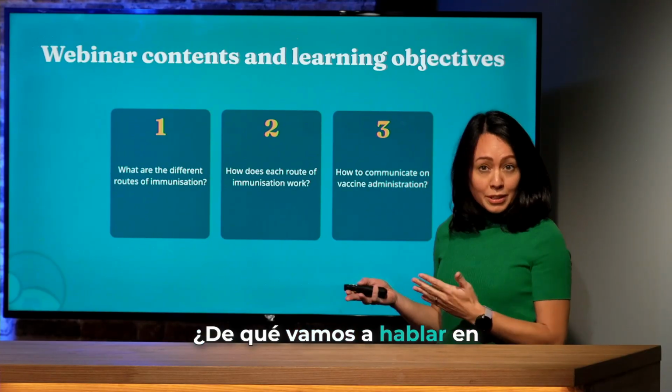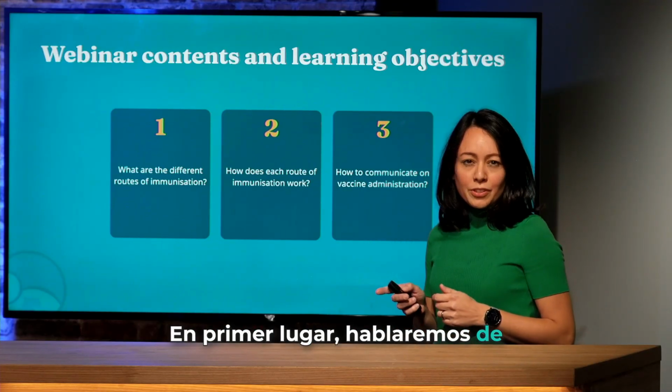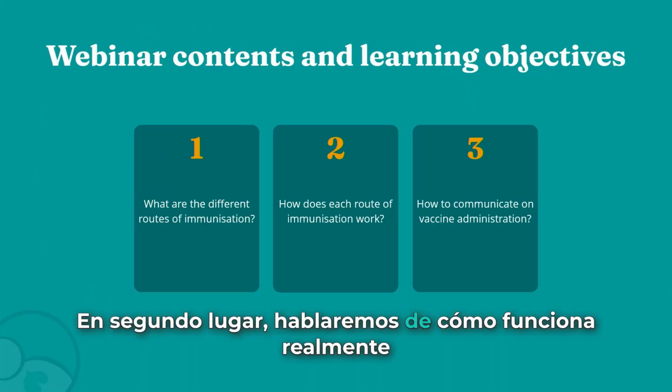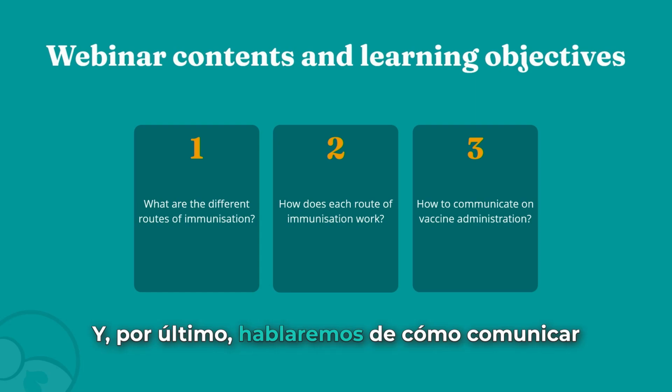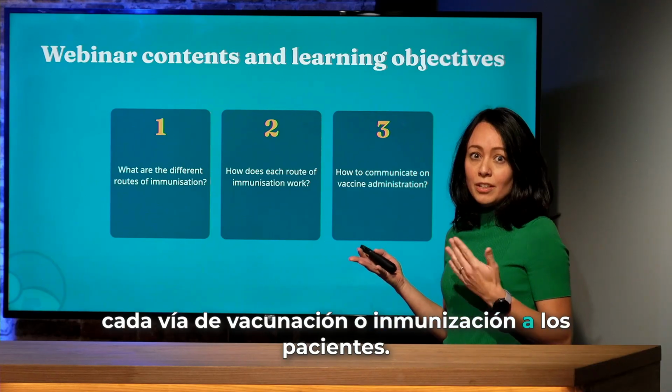What are we going to talk about and what are our learning objectives? First of all, we will discuss the different routes of immunization. And secondly, we will talk about how each route of immunization actually works. And then finally, we will discuss how to communicate each route of vaccination or immunization to patients.